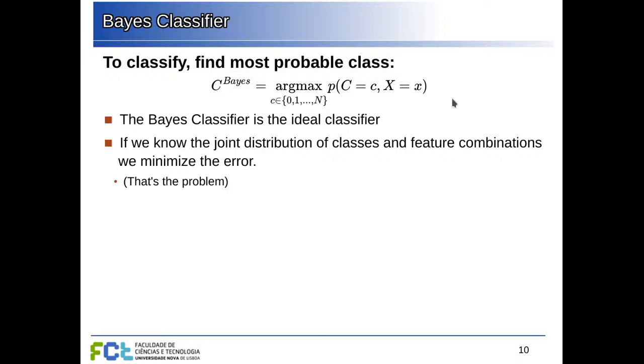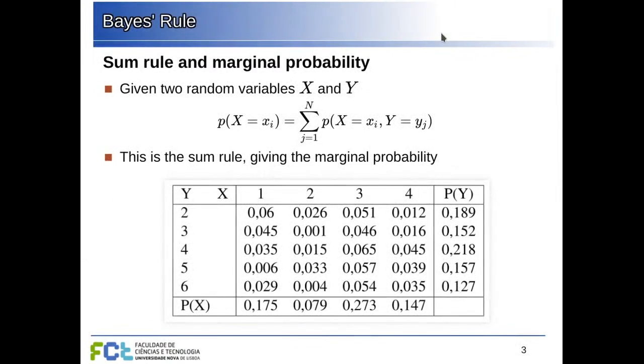If you know the joint probability distribution of features and classes, there is no other way of choosing the class that gives you better results. You have to classify in the class that is most probable to occur with those features. The problem here is that this only works if we know the joint probability distribution. And this is a big problem in practice, because the joint probability distribution is the probability of all the combinations of all the features and all the classes. So we need all these values in order to use the Bayes classifier. And in practice, this never happens, basically.